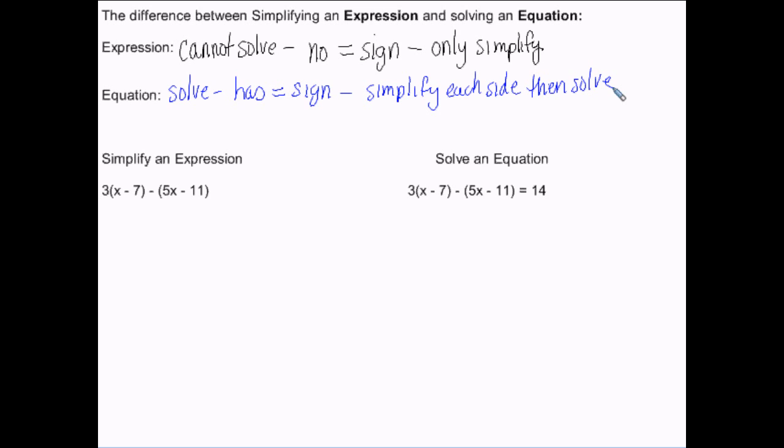Okay, so we have an expression here on the left, no equal sign. We have an equation on the right, has an equal. Simplifiable only, solvable. So step one for both of these is going to be to distribute. You're going to distribute that 3, and you're going to distribute this negative. Be really sure to do that. That's another mistake that gets seen a lot.